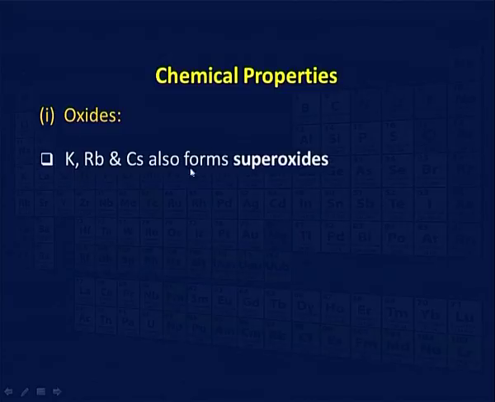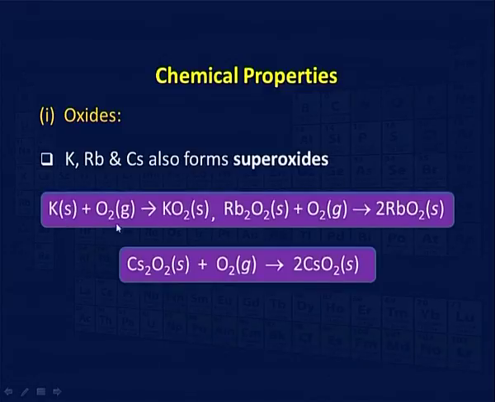Na cannot hold too big a ligand. We will discuss that later when we talk about the stability of these oxides and compare with that of the second group elements. Now, you can see that potassium, rubidium and cesium can form superoxide. Superoxides have formula MO2. K plus O2 will give KO2, which is superoxide. Rb2O2, a peroxide, on combination with oxygen gives superoxide. Similarly, cesium peroxide on combination with oxygen gives cesium superoxide.